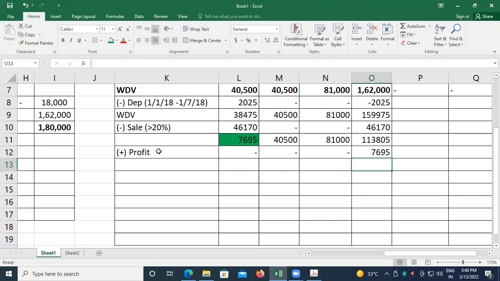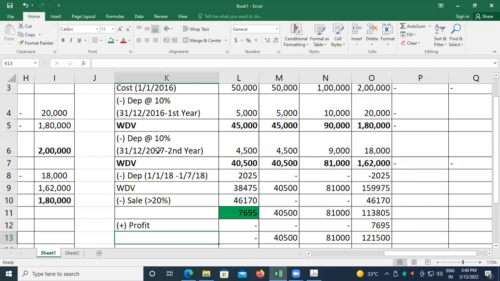7,695. So if you calculate now, as we know, the first asset is sold, the second asset is as usual 40,500, and this one is 81,000. Now let us take profit means add. My total balance should increase. So 1,13,805 plus 7,695, if you calculate, how much will come? 1,21,500. Okay, so now this is the total value of the asset till now.